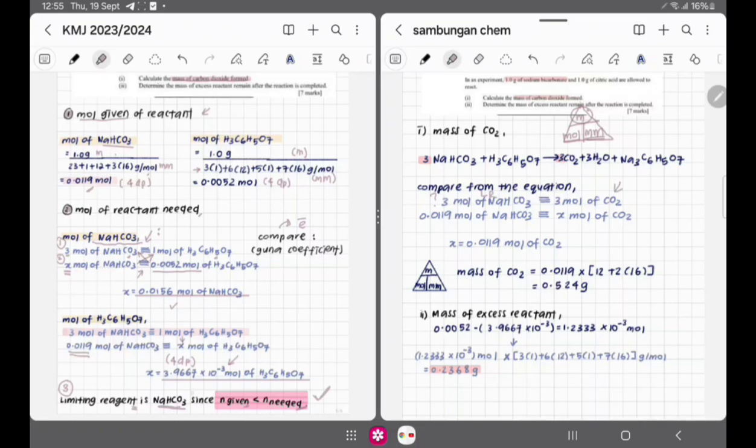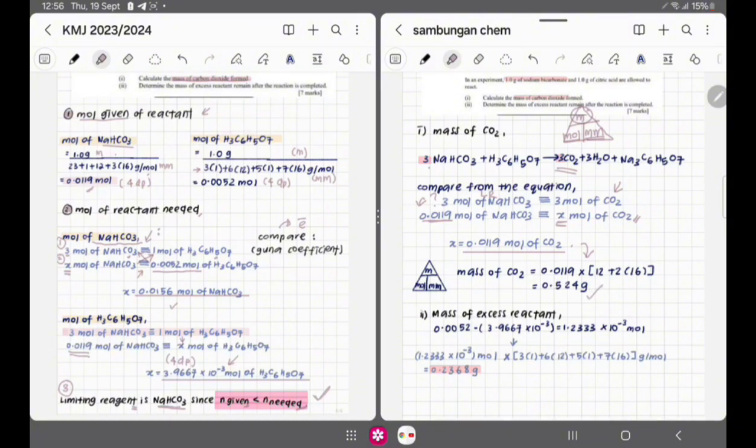So limiting reagent tadi NaHCO3. So dekat equation it's 3 mole of NaHCO3. Lepas tu compare with 3 mole of carbon dioxide. And then second, gunalah mole yang given. So untuk sodium bicarbonate is 0.0119. Dan untuk carbon dioxide X sebab itulah unknown kita. So mole untuk carbon dioxide kita ialah 0.0119 mole of carbon dioxide. Lepas dia dapat mole, kita dah boleh proceed untuk dapatkan mass, which is mole times molar mass. Kita akan dapat 0.524 gram.